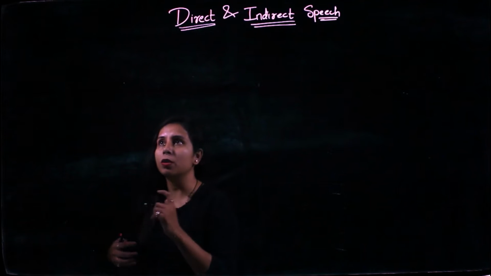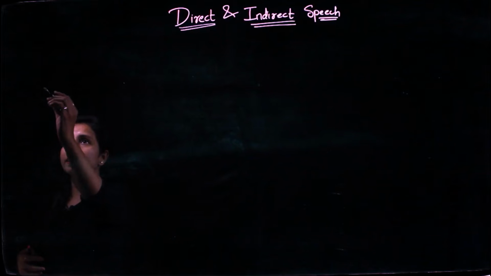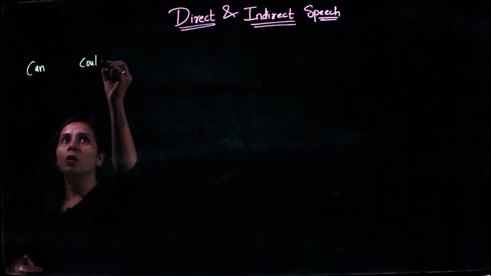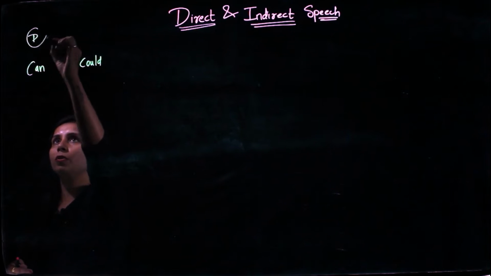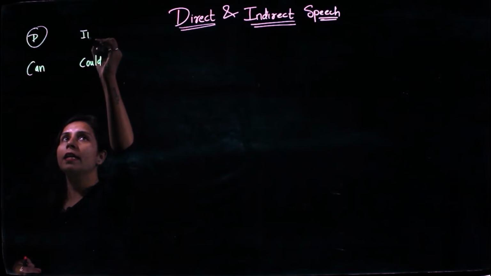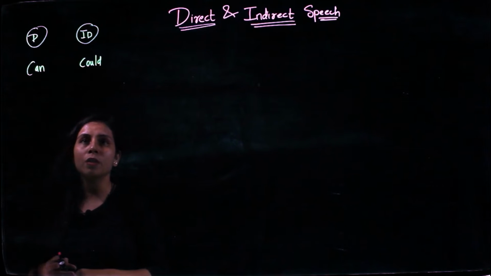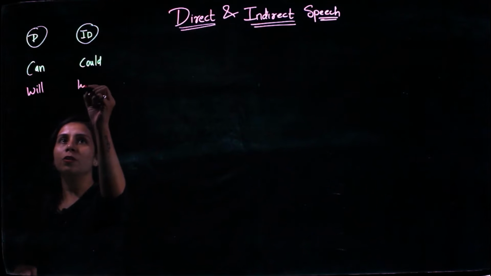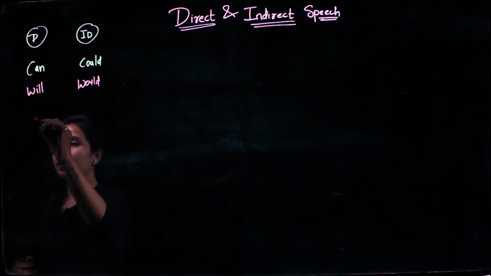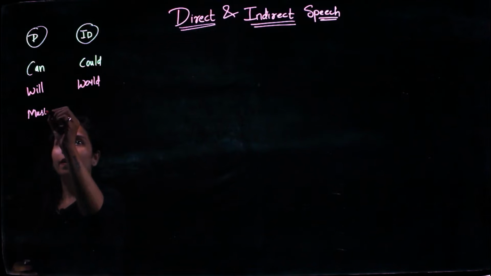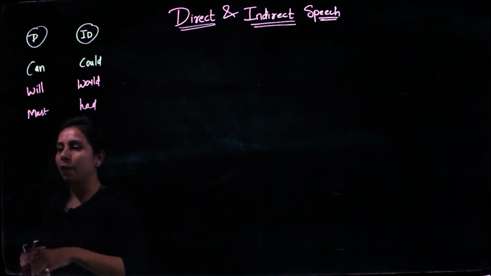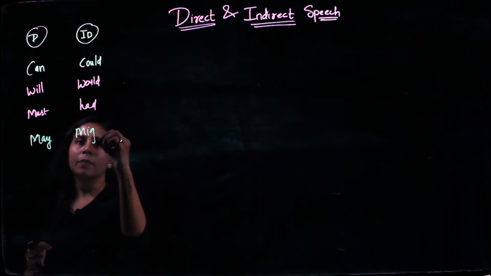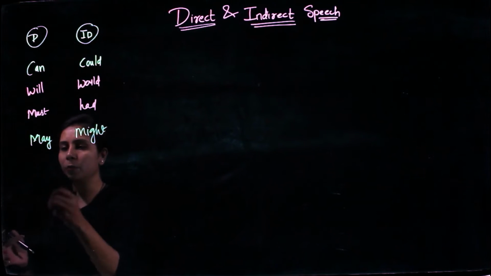Now, what would be your word choice? Let me give examples. For example, if you have used the word can, you would turn it into could. When it is direct, you would use can, and when it is indirect, you would use could. Okay, same with will, it would turn into would. All right, must, had. All right, may, might. I would also use it in the sentence for you.